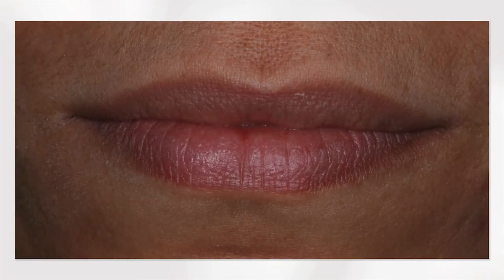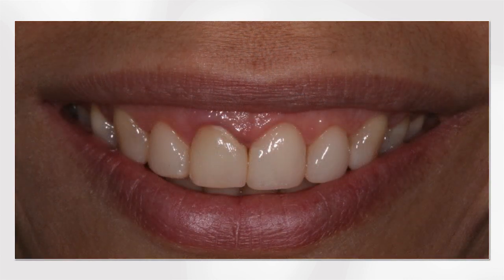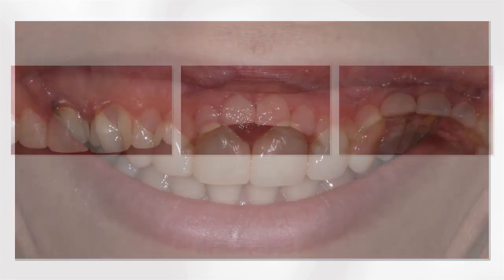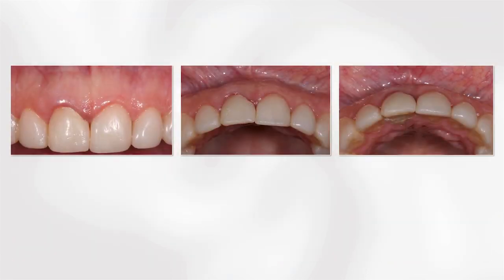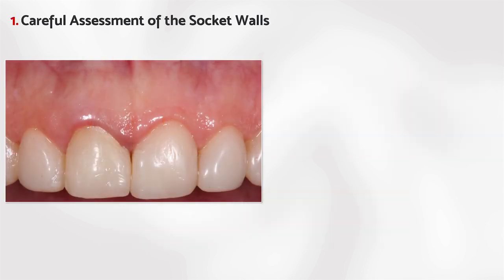To follow the protocol, I've selected a very nice but very challenging clinical case as well. You can see here, it's a patient with a high smile line. You can see the gingival architecture and you can see the teeth. And our goal here is to keep the position of the gingival margin and papillae. Let's follow it step by step.